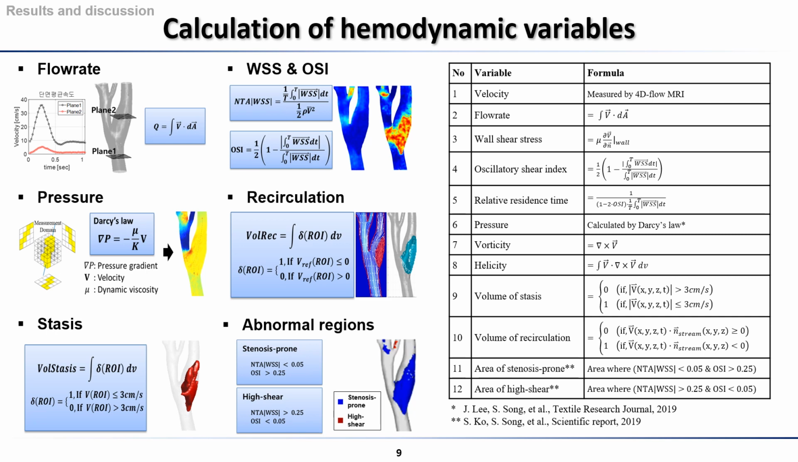And next one is stasis, which means the low speed region. And the last one is an abnormal region, such as a stenosis-prone and high shear region. And this abnormal region is reported to be associated with atherosclerosis in our previous study.